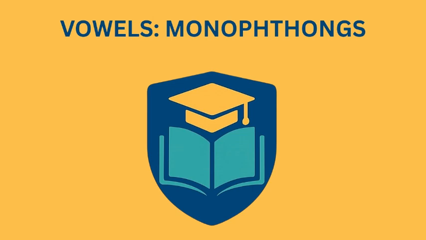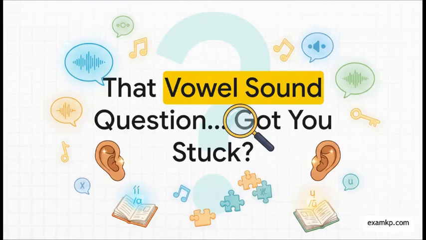Welcome, champions. Let's dive into one of the trickiest parts of your English exam, the sound system. Today, we are going to absolutely master the 12 pure vowels, also known as monophthongs, and turn any confusion you have into total confidence. You know the one I'm talking about, right?